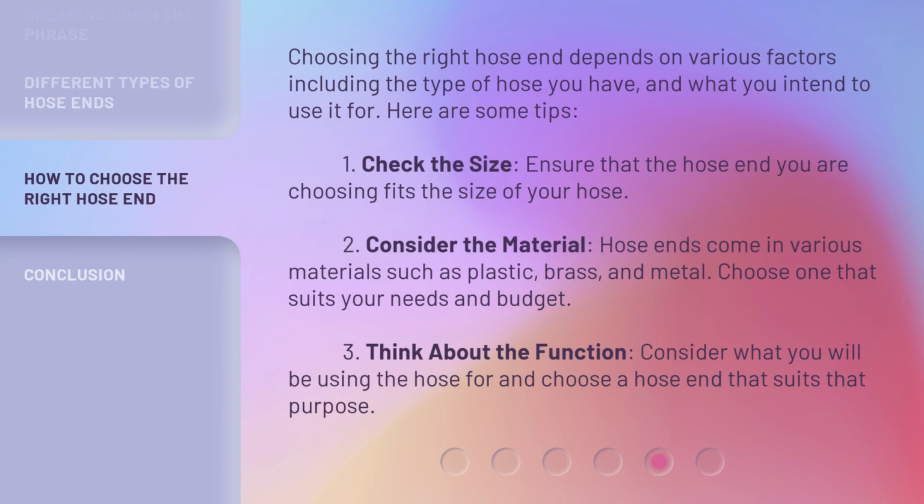Choosing the right hose end depends on various factors, including the type of hose you have and what you intend to use it for. Here are some tips. 1. Check the size. Ensure that the hose end you are choosing fits the size of your hose. 2. Consider the material. Hose ends come in various materials such as plastic, brass, and metal. Choose one that suits your needs and budget. 3. Think about the function. Consider what you will be using the hose for and choose a hose end that suits that purpose.